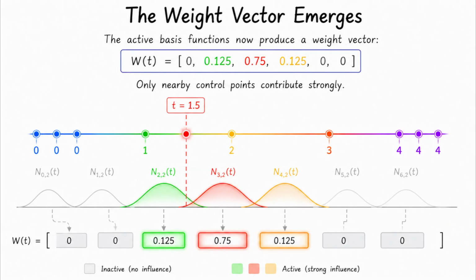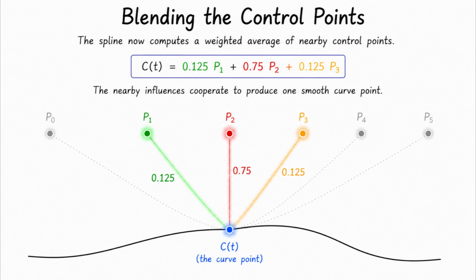The active basis functions generate a weight vector. These weights determine how strongly each nearby control point contributes. Most distant points contribute nothing at all. The spline computes a weighted average of the nearby control points. The local influences cooperate together to create one smooth curve point.